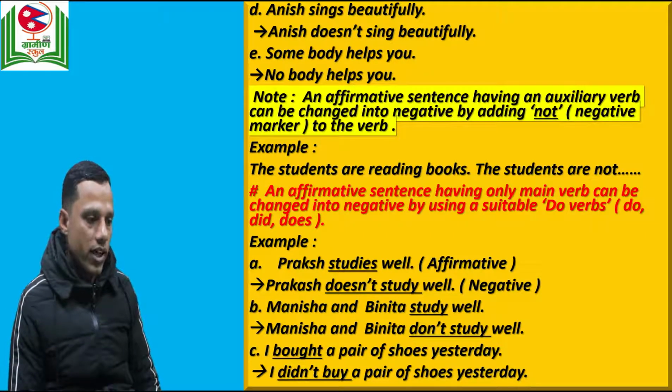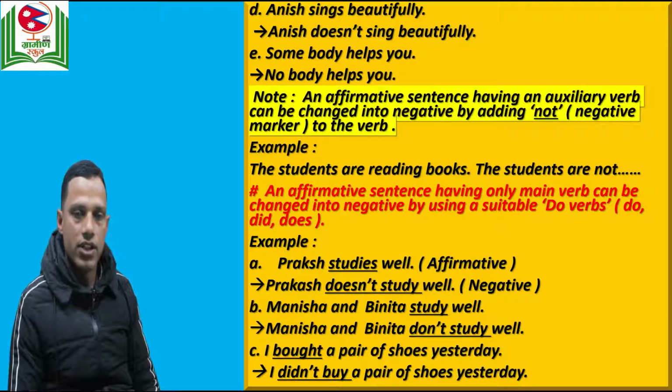Now the second point we have, an affirmative sentence having only main verb can be changed into negative by using a suitable do verb, right? Sometimes we may have only the main verb in the sentence given, so while changing it into negative you can use a suitable do verb to change it into negative. For this, let's see some examples.